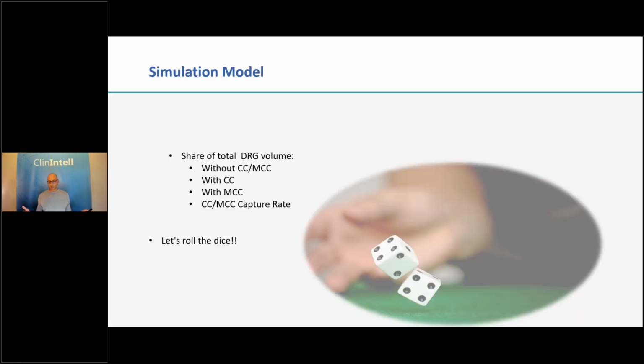Let's do a simulation model. What is a simulation model? Well, we're going to have some knowns and we're going to roll the dice. What does that mean? Well, there's different ways, and you can't control this, that you can get to an average number of capture rates for, let's just say, a period of time.